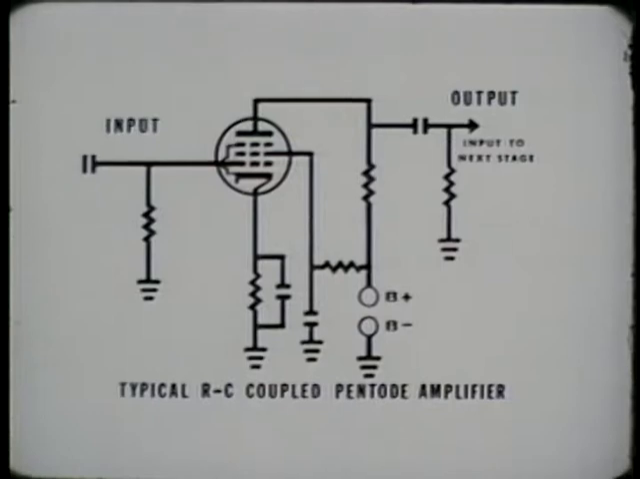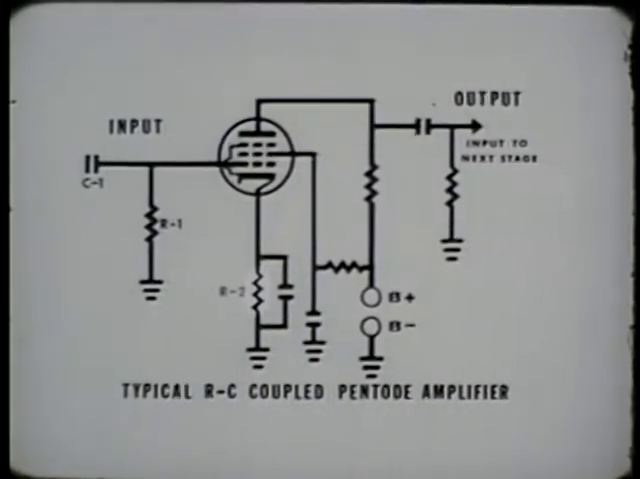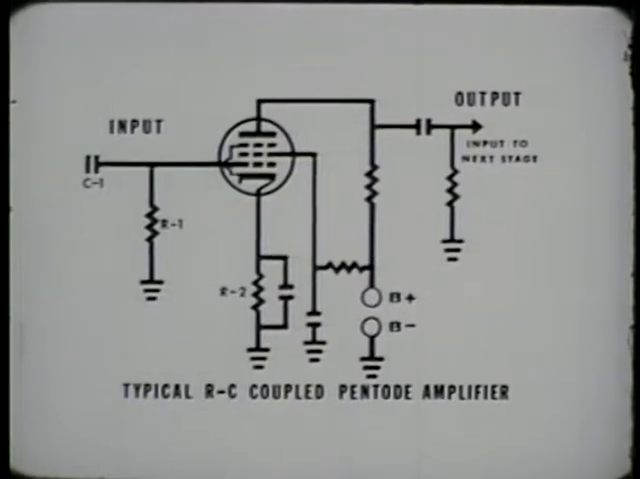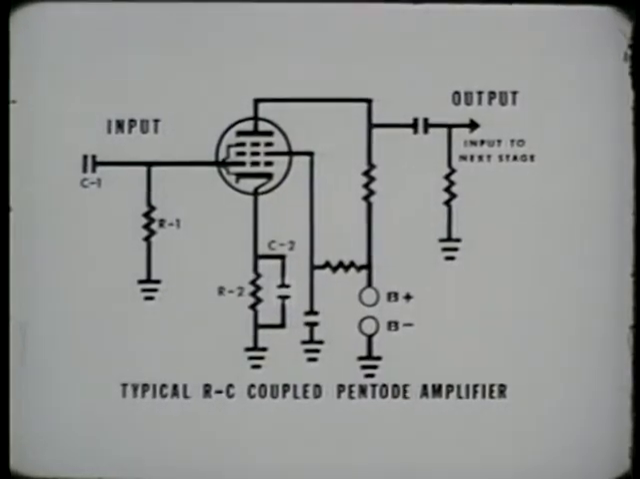Now let's analyze a typical RC coupled pentode amplifier. In this schematic drawing, C1 is an input coupling capacitor from a previous stage. R1 is the grid return resistor which connects the grid to ground, or B-. It also develops the signal voltage for the tube. R2 is the cathode bias resistor used to develop a voltage drop that can be used as bias for the tube. C2 is the cathode bypass capacitor, used here to filter out variations in the cathode current, thereby maintaining a constant drop across the cathode resistor.